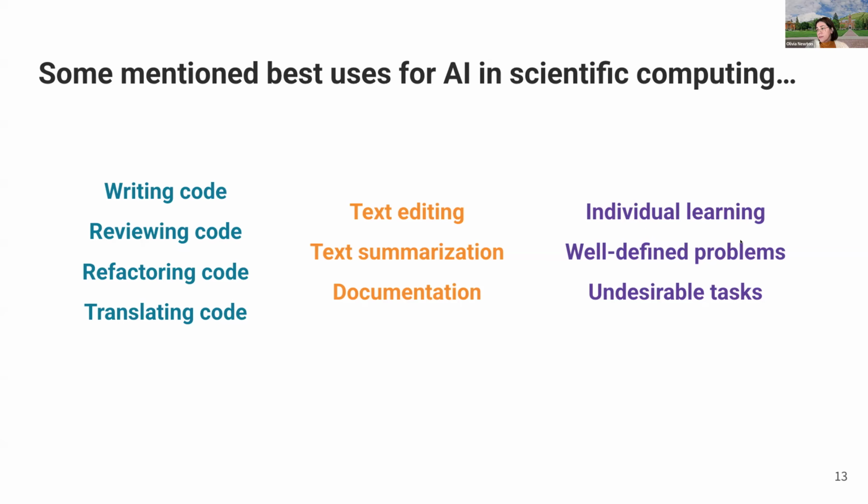Others suggest that we should only be using AI for well-defined problems, that is, problems that we already have a solution for and there's a constrained solution space. And others suggest that AI is best suited for the work that we really don't want to do. And the work you don't want to do, of course, varies from person to person and who you talk to.